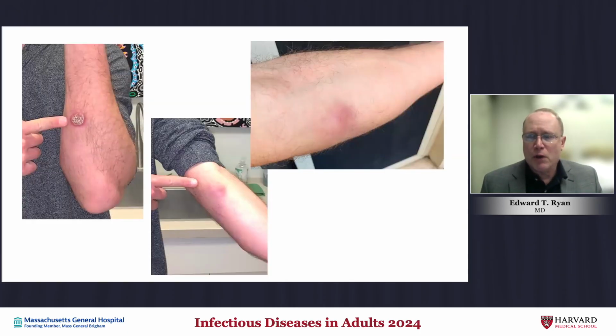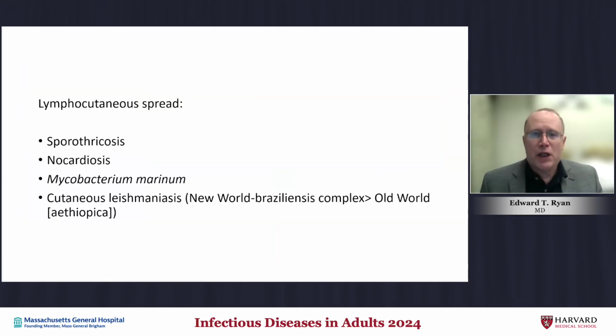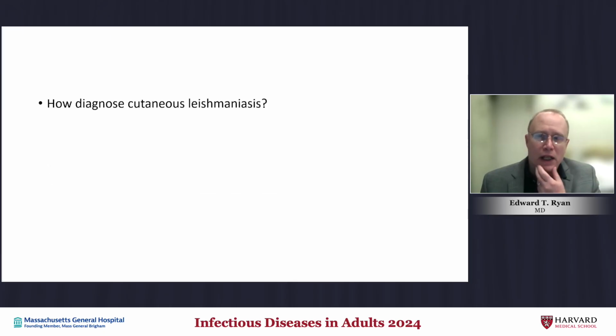And he rolls up his shirt for you and says, oh, doc, I also have this. He has what looks to be an angry lymph node up higher. So what is that? That's lymphocutaneous spread, also called sporotrichoid spread. Obviously the causes include sporotrichosis, which is a fungal infection that classically does that. Nocardia can do it. Mycobacterium marinum can do it. And then very specific subgroups of the cutaneous leishmaniasis, including the New World Braziliensis complex, although some of the other ones can do it as well. So this is screaming out at you that this is a New World Braziliensis complex.